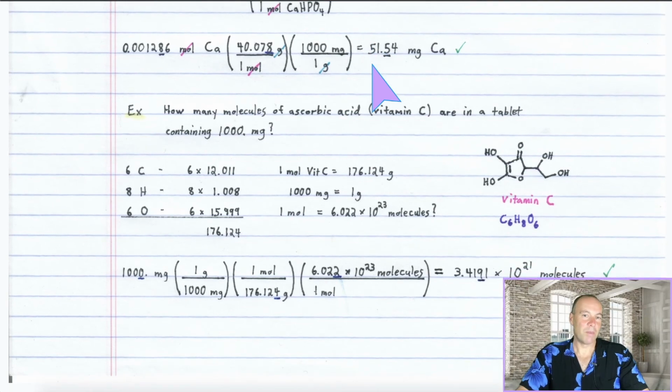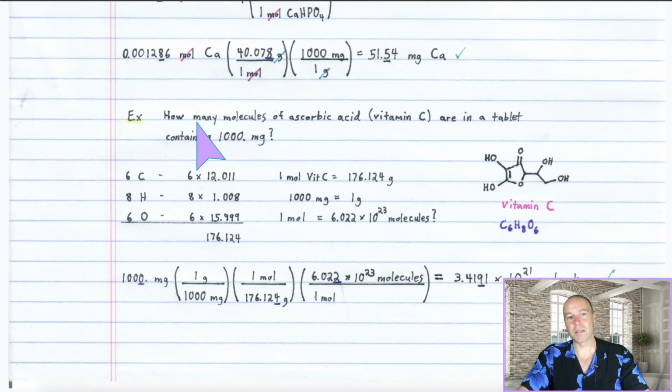In our last example, we're asked how many molecules of ascorbic acid, that's vitamin C, are in a tablet containing 1,000 milligrams. So you're given the mass of vitamin C, and it's in a tablet, and you're asked how many molecules of vitamin C are in that tablet. Okay, starting from mass, determine the number of molecules.